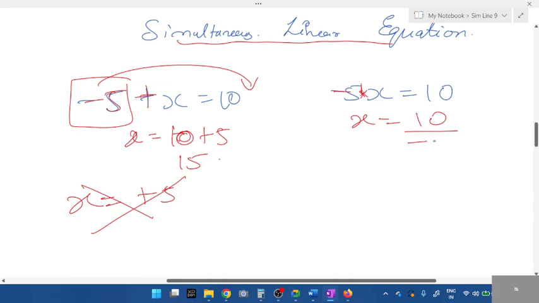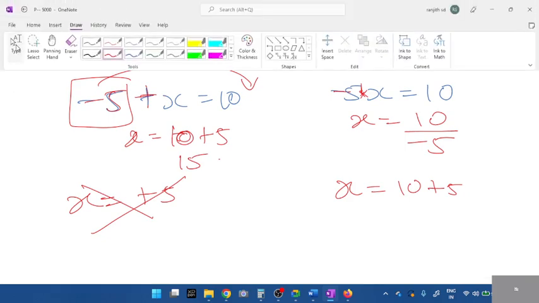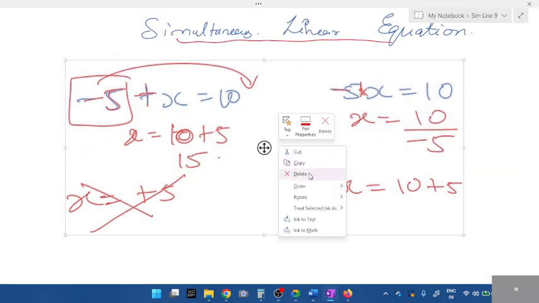Very good. 10 divided by minus 5. So don't assume this as 10 plus 5. Is it correct? No. Just because minus 5 is there, don't take it as plus 5. Something which is close. Understood? Yeah, it has to be close.